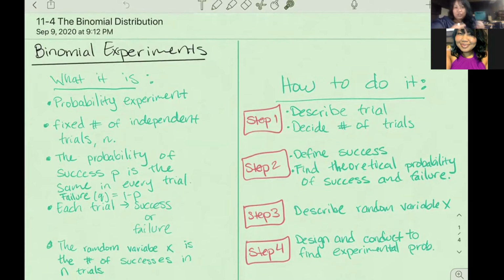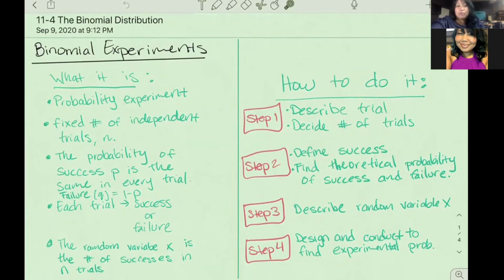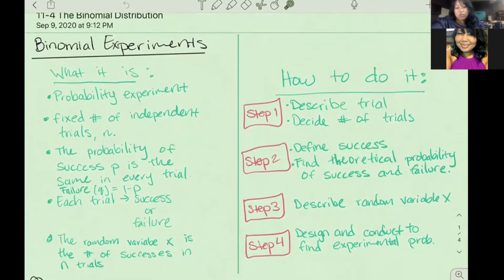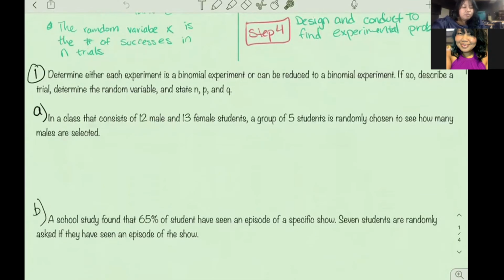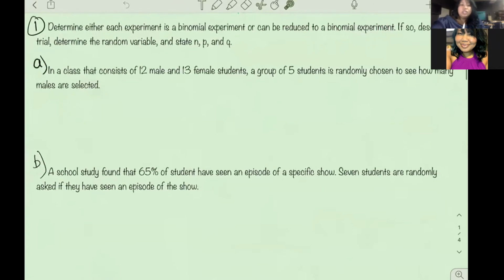You're going to actually flip coins, 2 coins. Are you going to do it at the same time? Is it going to be one or the other? Those are the details that you need to decide when you're designing the experiment. So here's an example. Determine whether each experiment is a binomial experiment or can be reduced to a binomial experiment. If so, describe a trial, determine the random variable, and state N, P, and Q. All right, that's a lot of explanation, but we can do this.